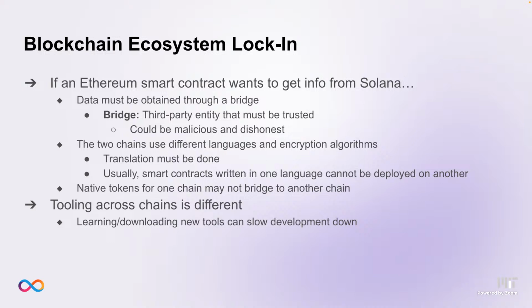The other aspect with having two chains talk to each other is that they typically use different languages or encryption algorithms, and then you have to do some transition from one language and encryption to the other. Usually smart contracts that are written in Ethereum can't be deployed on Solana and vice versa. Then the tooling is, of course, going to be different as well. You're going to have one set of tooling for compiling Ethereum smart contracts, another set for Solana, and learning and downloading new tools every time you want to interact with a different ecosystem can slow development down.